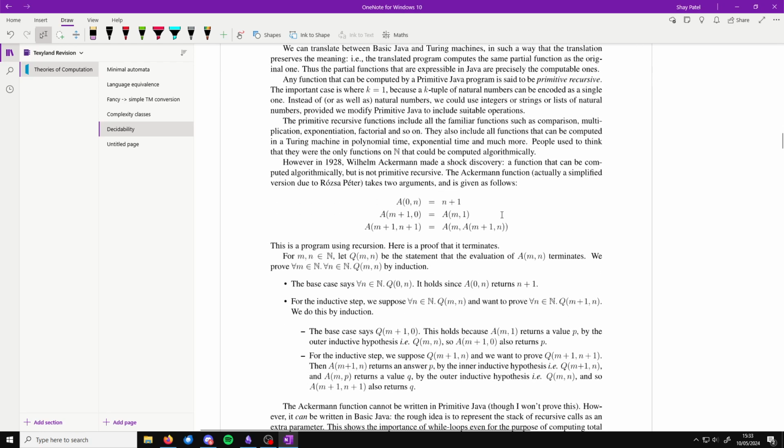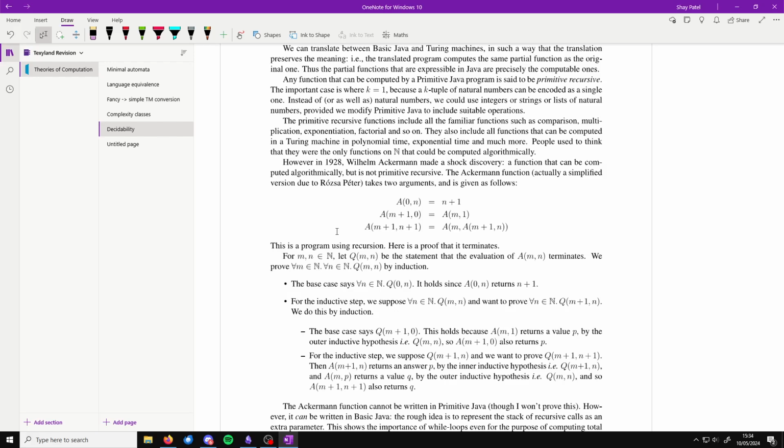Another example they gave us is the Ackermann function. A primitive recursive function includes all the familiar functions such as comparison, multiplication, exponentiation, factorial, and so on. They also include all functions that can be computed in a Turing machine in polynomial time, exponential time, and much more. People used to think that the only functions on natural numbers that could be computed algorithmically were primitive recursive. However, in 1928, Wilhelm Ackermann made a shock discovery: a function that can be computed algorithmically but is not primitive recursive. So the Ackermann function, actually a simplified version, takes 2 arguments and is given as follows.